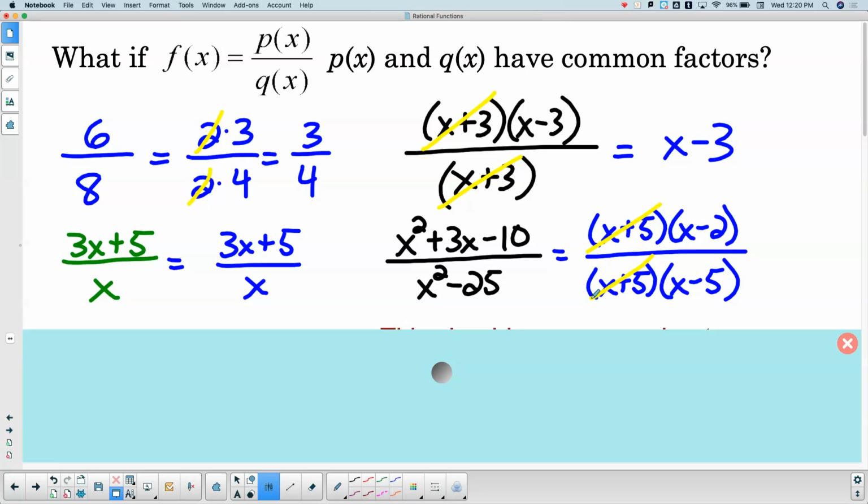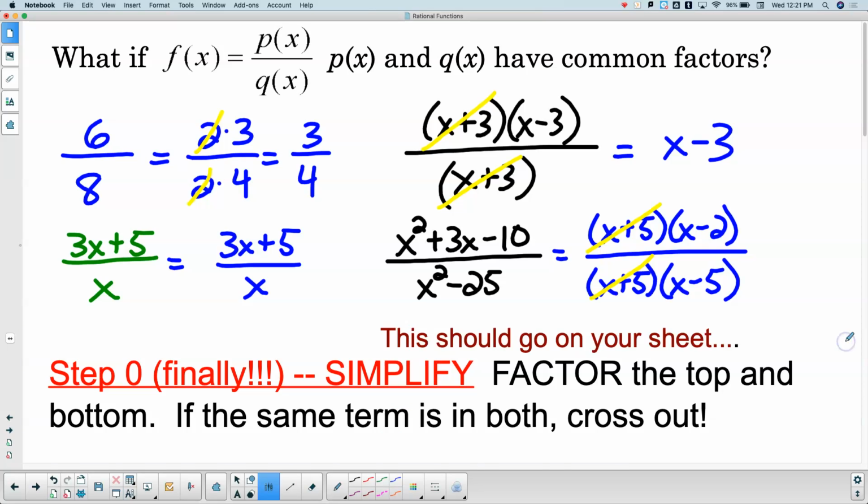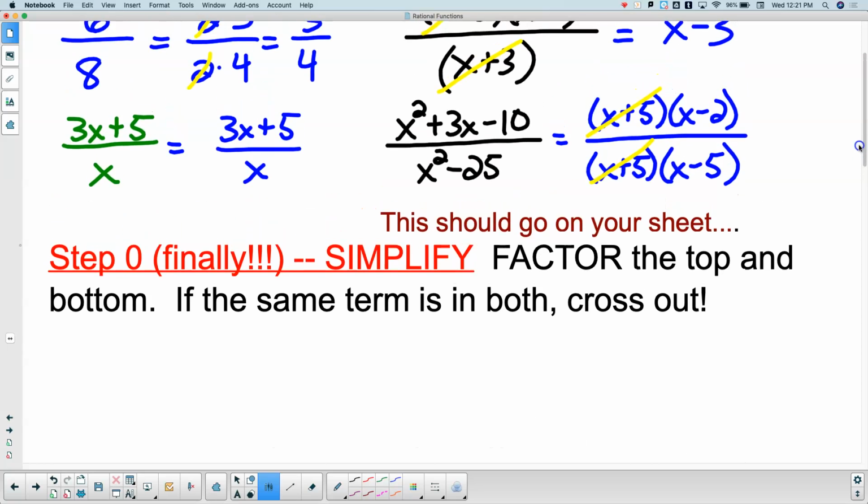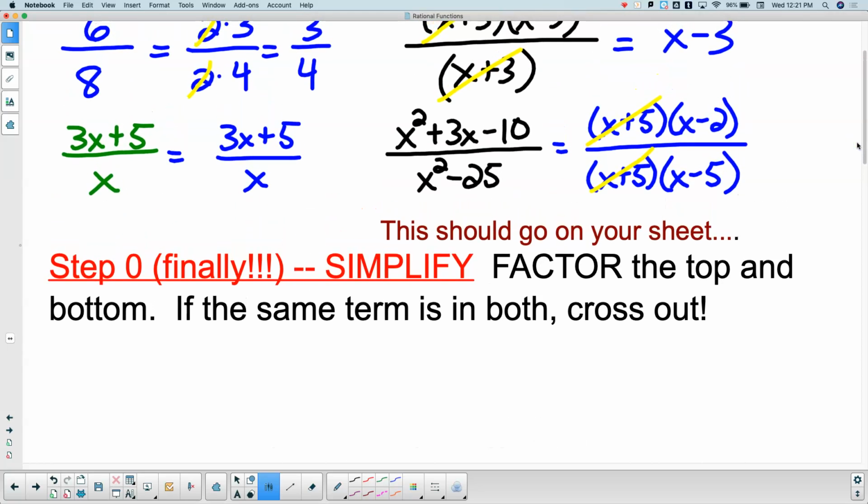Okay. So what happens if we have common factors? Gotta simplify it first. Okay? So that leads us to step 0. We finally are at step 0. So this should go on your sheet. Step 0 is we need to simplify our fraction first. Okay?